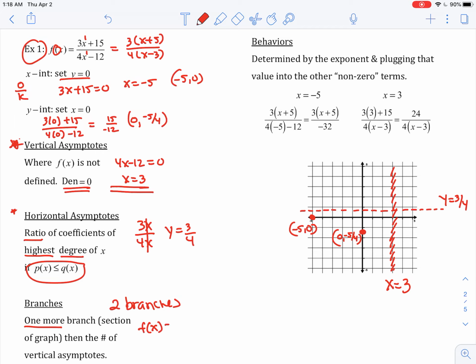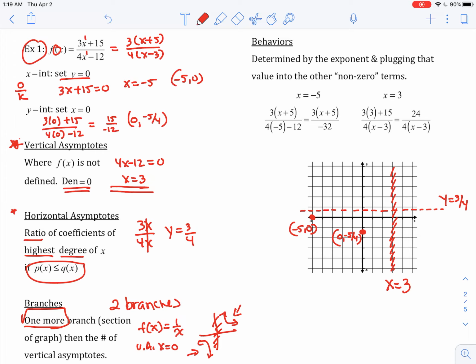If we think of just our parent function, our rational function of 1 over x, which has a vertical asymptote at x equal to 0, where our denominator is equal to 0, and our graph looks like that, which is in quadrants 1 and 3, there are 2 branches for the 1 over x graph. This is one of our branches, and this is your other branch. So it's those sections of graph, and it will always be one more than the number of vertical asymptotes that you have.